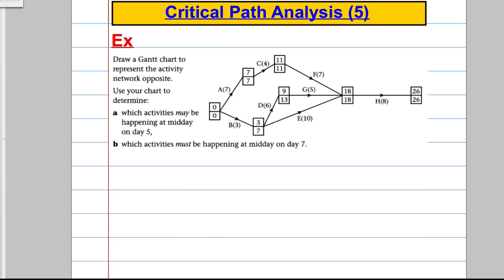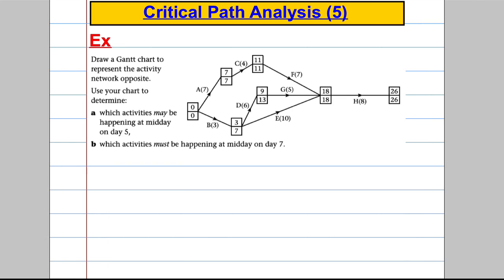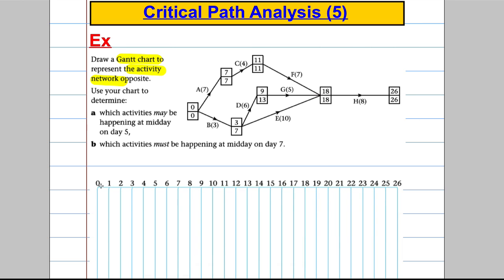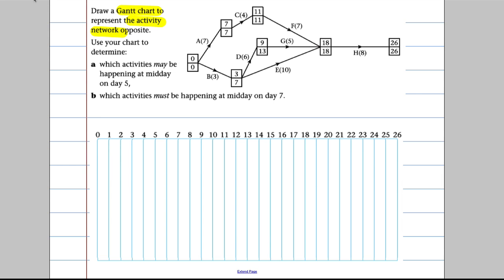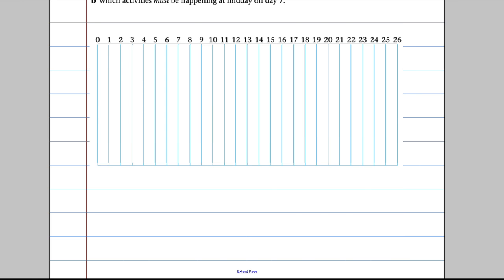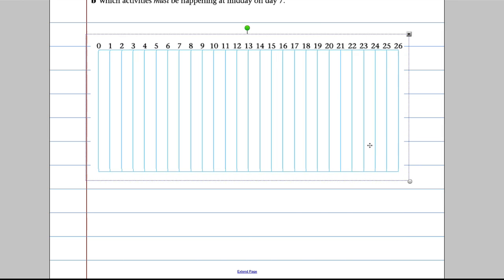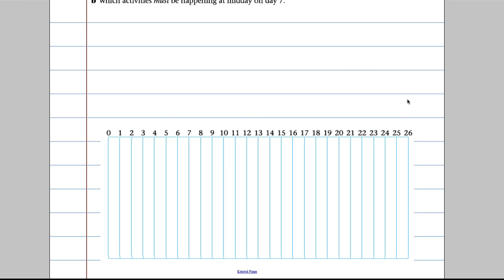Okay, so we're asked to draw a Gantt chart to represent the activity network here, and we're asked various questions about it. So the first thing we're going to do is, it starts at 0 and ends at 26. We're going to draw ourselves a grid, starting at 0 and ending at 26. And we're going to work out the float for each activity so we know which items are critical. So that's where we're going to draw our diagram. I'm just going to take a second to work out the float of each of the activities.